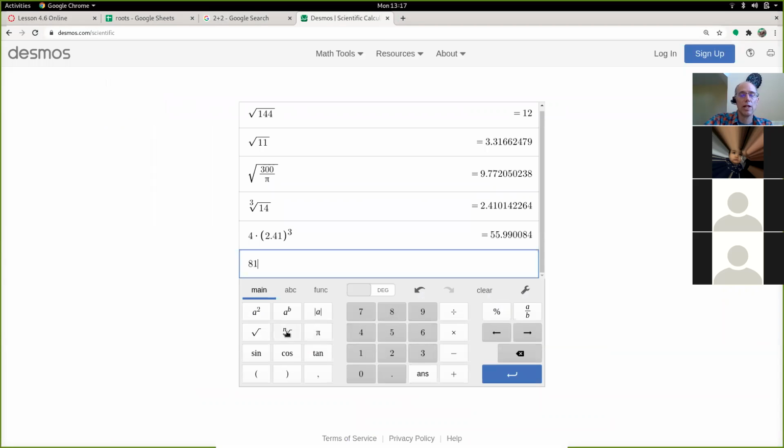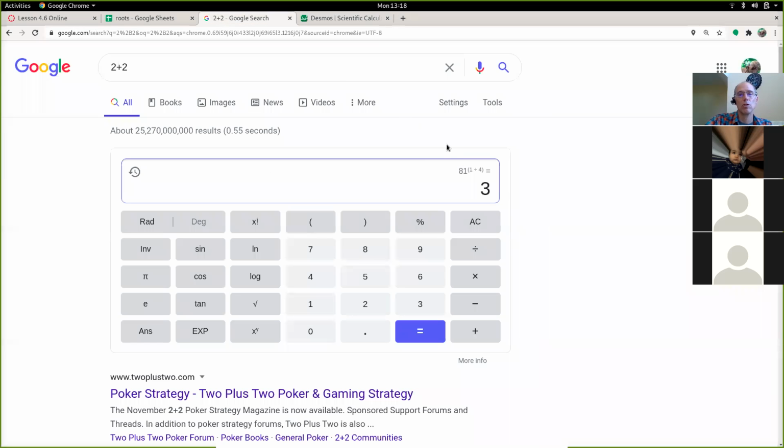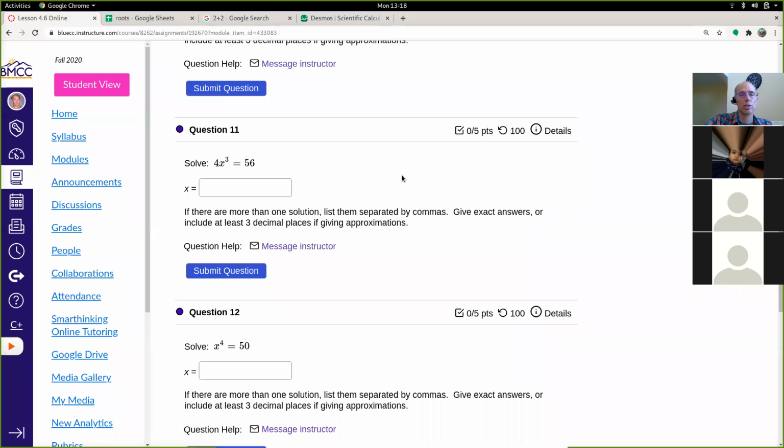81. Here they have, oops, I did it in the wrong order on Desmos. Start with the nth power. You want the fourth root, and then the 81 goes inside. So every calculator is a little bit different. Desmos says 3. So if there's a root button, use it. If there's not, then you have to use the fractional exponent version. Okay, so that's fourth roots.